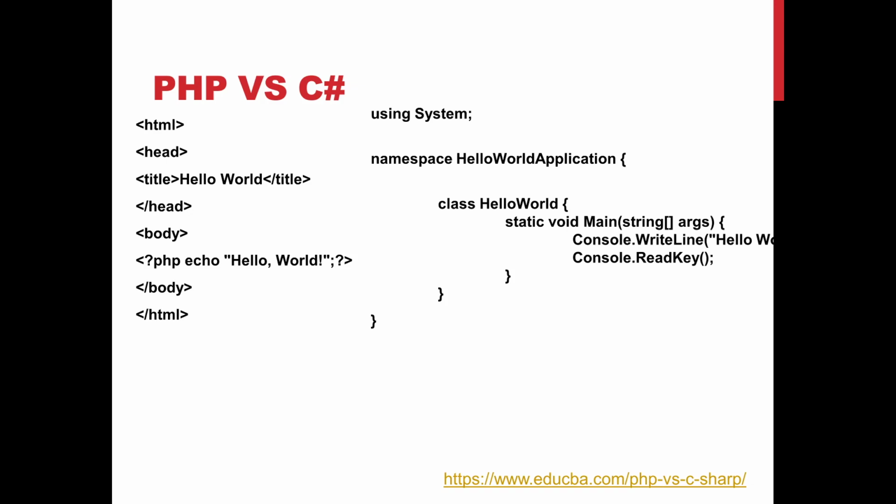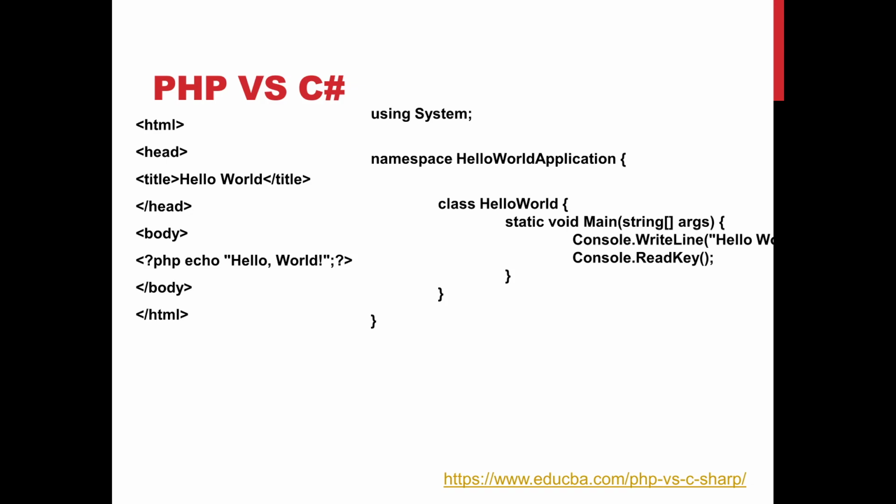So we have a class which is defining a static method called main. That static method main doesn't return anything. That's why it has the void on it. And this is going to print hello world with write line and wait for a response from the console. So this is a C Sharp application.